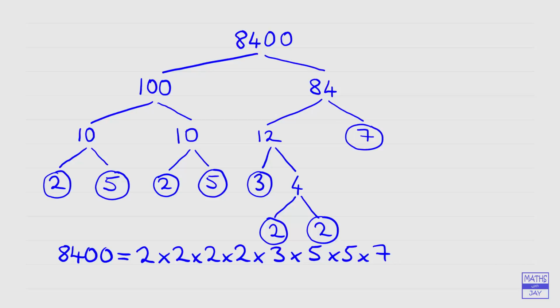So that's a bit long-winded. Instead of writing out all those 2's and both of the 5's like that, we could just use index notation. So we can simply write 8,400 is 2 to the power of 4 times 3 times 5 squared times 7. And you could key that into a calculator to check it.